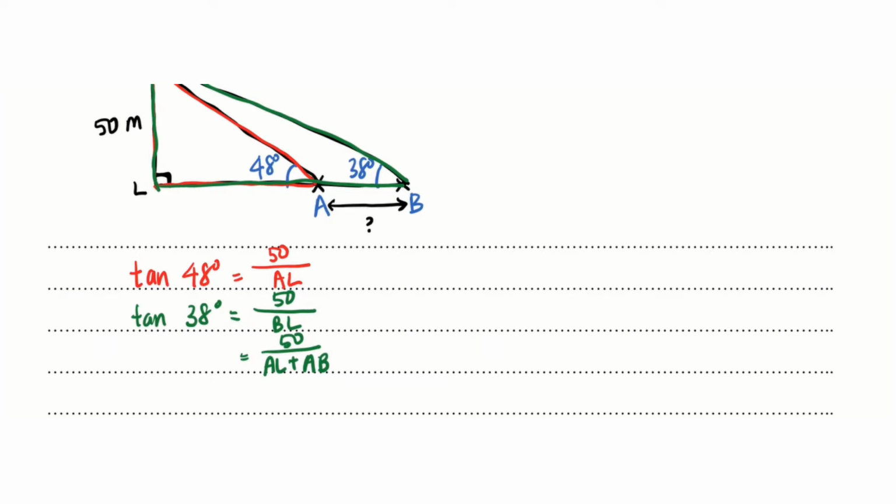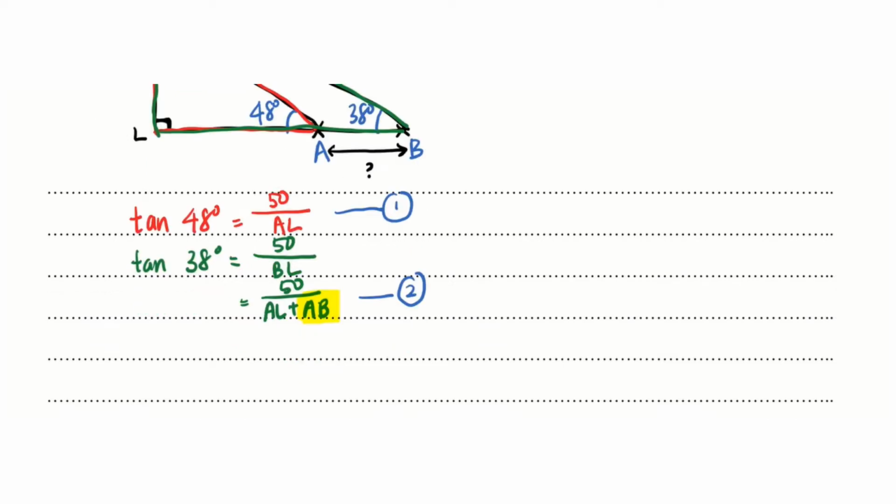We want to find out what is AB. That is our objective, so I'm highlighting that out. Let me label equation 1, equation 2. From equation 1, after I cross multiply, AL times tangent 48 degrees equals to 50. So AL is equals to 50 over tangent 48 degrees.